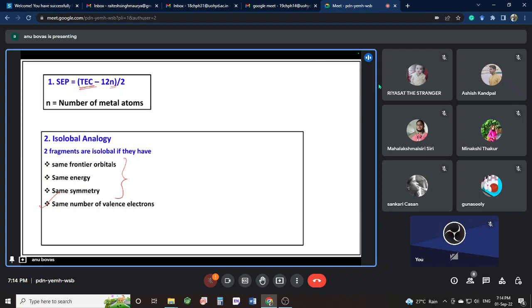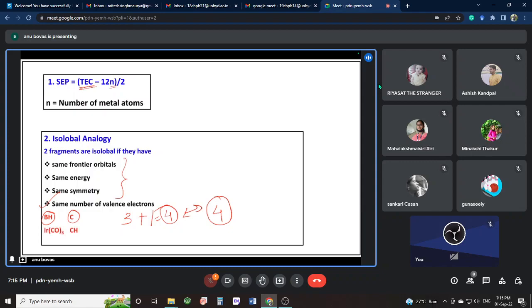So how do we find out which fragments have the same number of valence electrons? For example, let us consider BH as well as C. We know B has 3 valence electrons and H has 1. Similarly, carbon has 4. So 3 plus 1 is equal to 4. Carbon also has 4. So BH and C are said to be isolobal with each other.